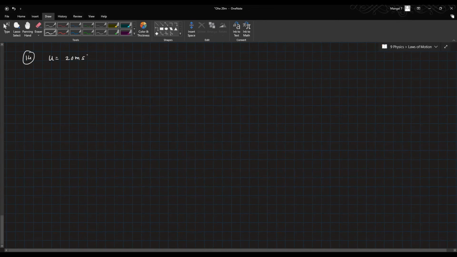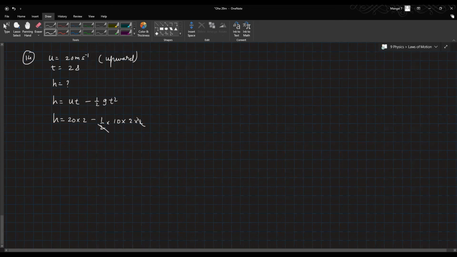u is equal to 20 meters per second. Time is equal to 2 seconds. They are asking for h. So h is ut − ½gt², because this is moving upward. So what we get is 20 × 2 − ½ × 10 × 2 × 2. So this will get cancelled. So here you have 40 minus 20. So the height is 20 meters. The height attained is 20 meters.